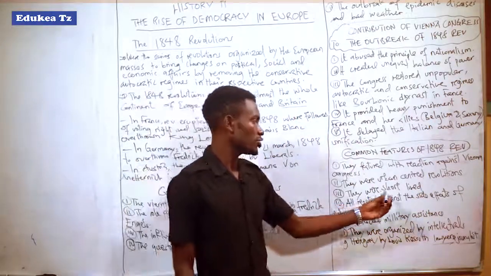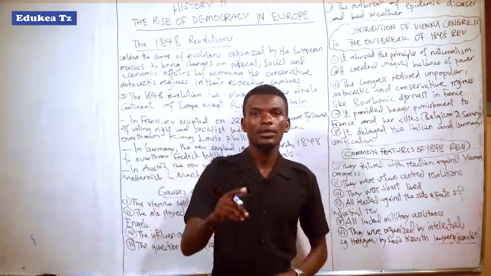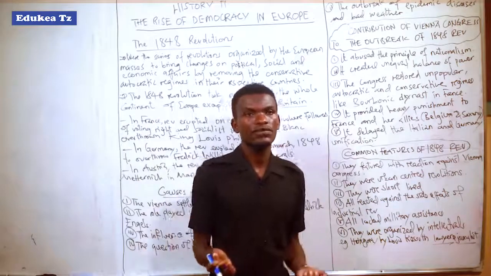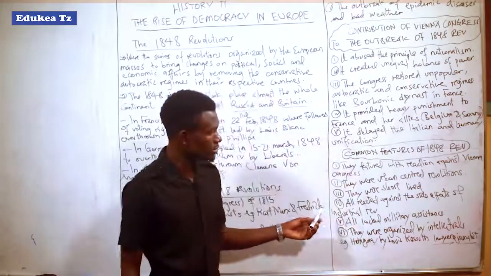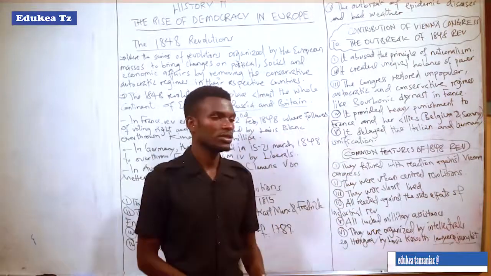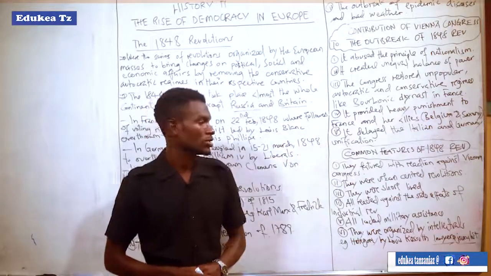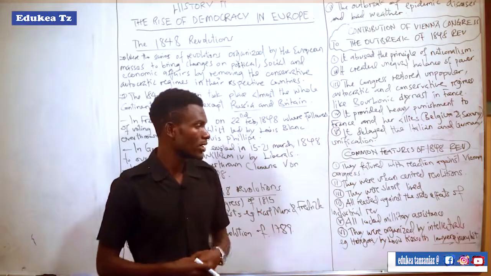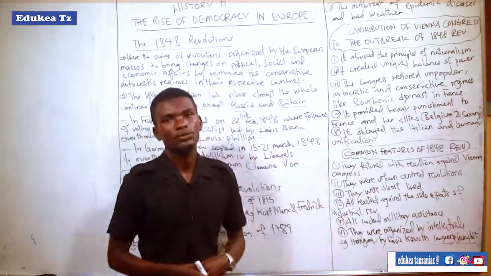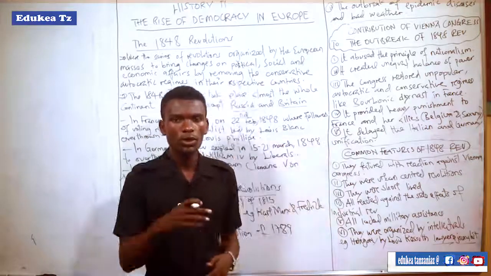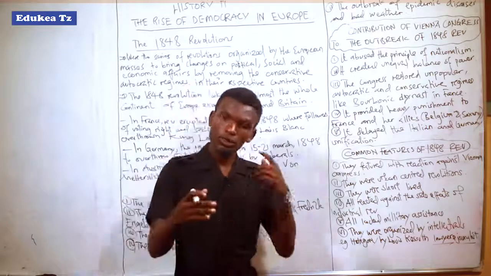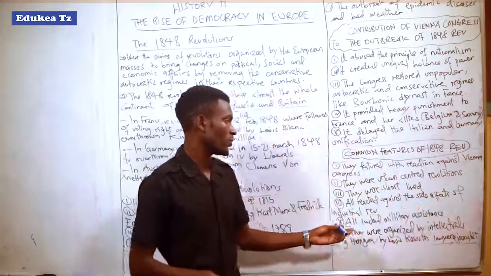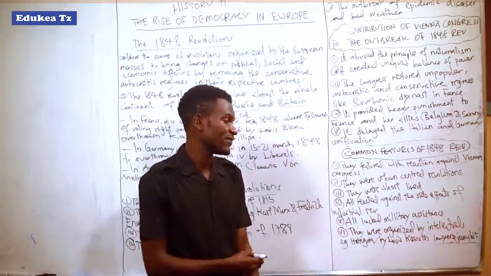Another feature was that they were short-lived. It means all revolutions occurred within one year, 1848. So you can see those revolutions were short-lived and not long-lived. Another was that all reacted against the side effects of the industrial revolution. It means that those 1848 revolutions reacted against the effects of the industrial revolution, whereby industrial owners and autocratic rulers were exploiting peasants and workers through low wages, long working hours, and poor working conditions. So these were all reactions against the side effects of those industries which were established in respective countries in Europe.